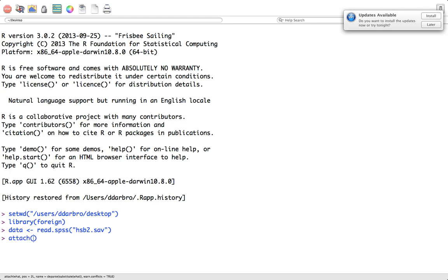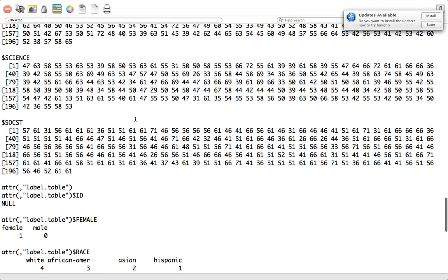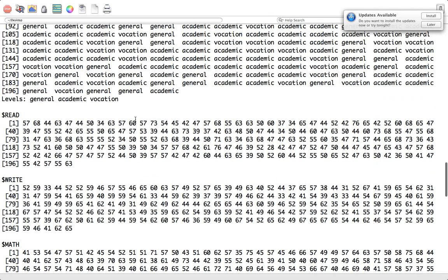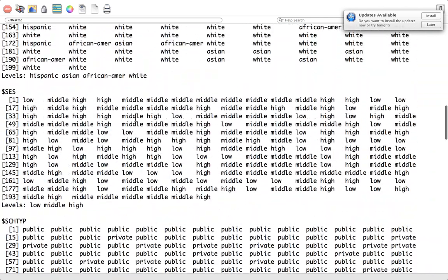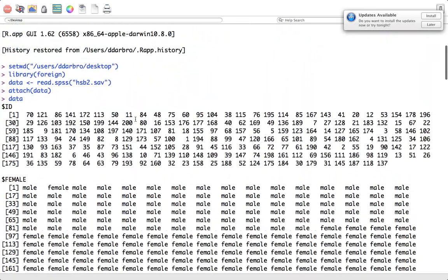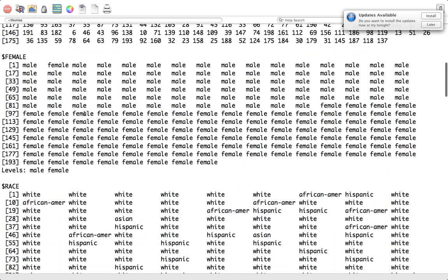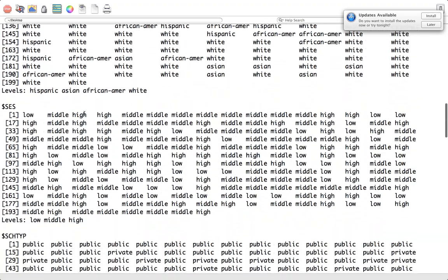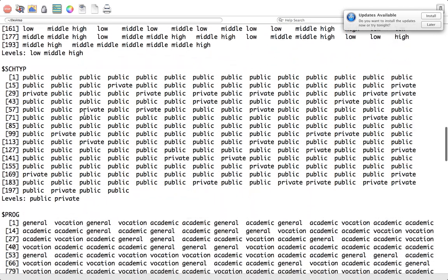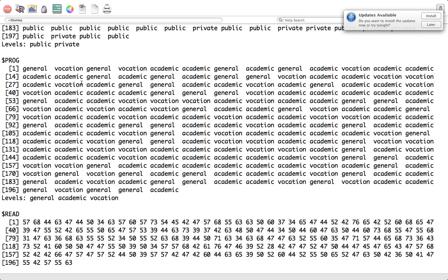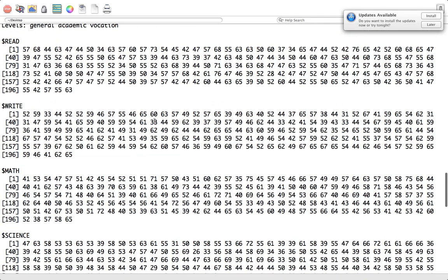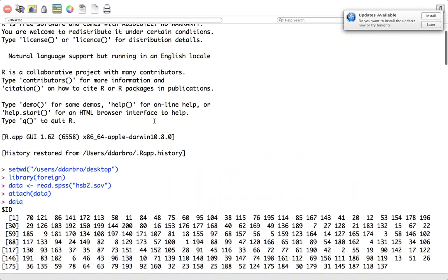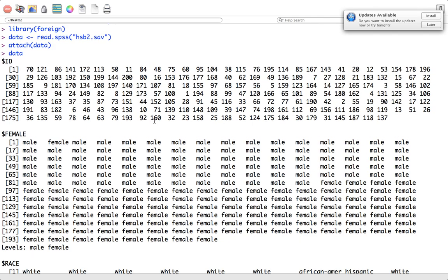We're going to attach our data, and we're sitting there thinking, oh wow, this is really cool, this is easy. And we hit data, and we see that we get a bunch of garbage. Now, this is kind of a cool data set, in my opinion, because it has student IDs, that's kind of generic. It has gender, it has race, it has socioeconomic status, it has school type, it has some sort of academic program, whether vocational, general, and so forth. It has some reading, writing, math, and science scores. And I'd like to be able to perform some analysis on this, but right now it's just mumbo jumbo.